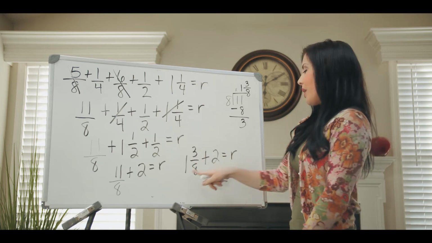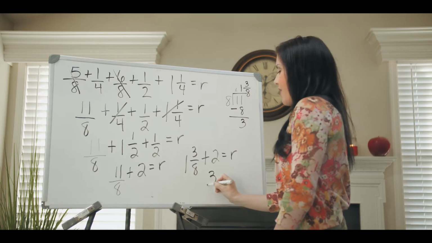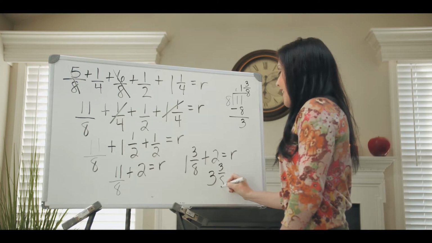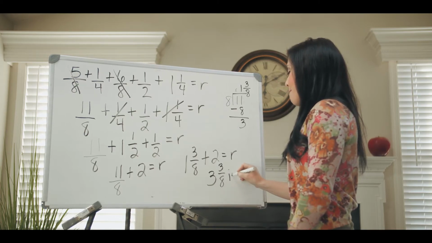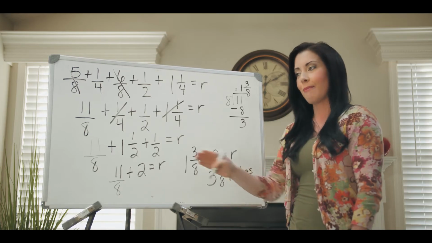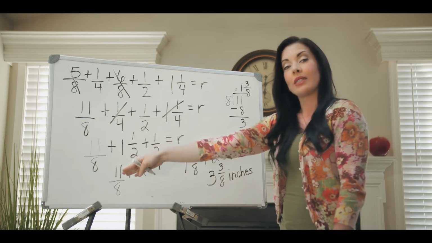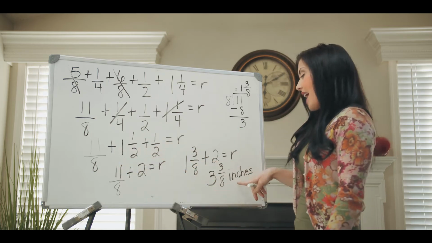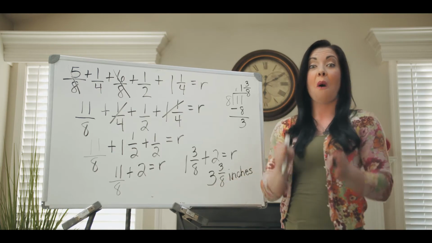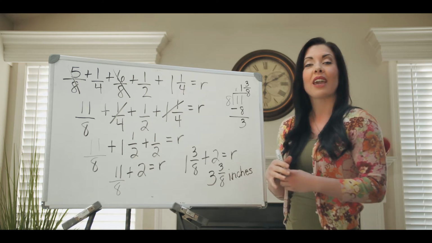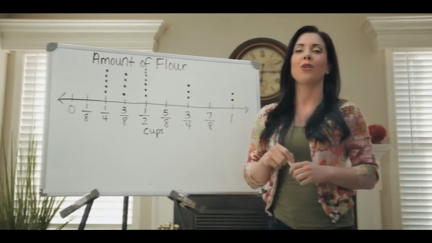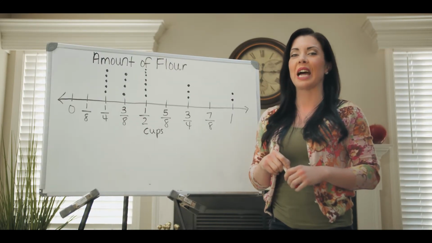Add your whole numbers. 1 plus 2 is 3, and tack on that fraction of 3/8. Okay, so remember again to label, label, label. Remember our data was labeled in inches, okay? So we have to label our answer in inches. So the answer to this problem, hopefully you got it correct, is 3 3/8. Okay, nice work. I bet by now you are becoming math experts at line plots.